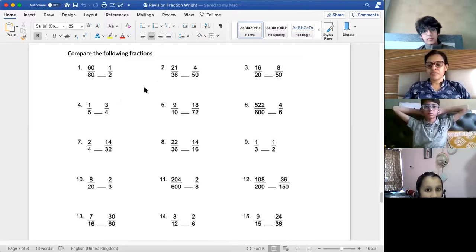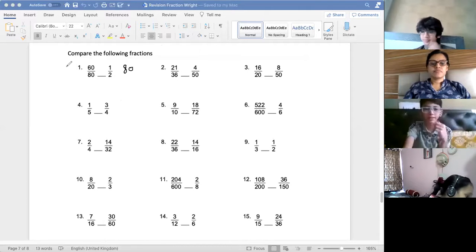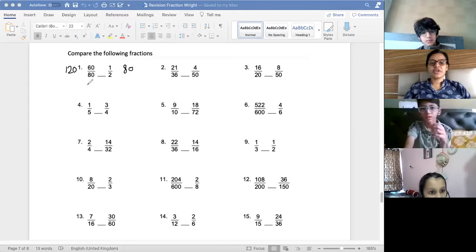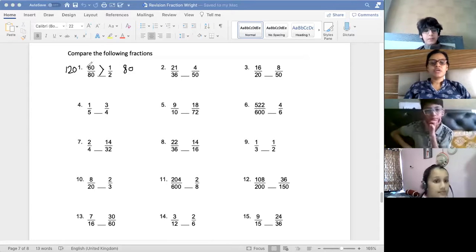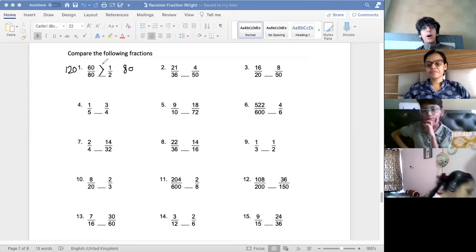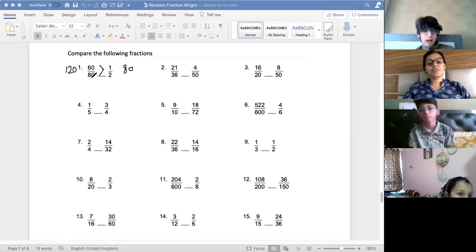Ma'am, can I do 80 into 1 is 80 and then 60 into...? How much? 120. 120. So which one is greater? 120. Ma'am, 60 and 80. 60 by 80. So like this, you have to put the sign. Better you multiply and write near the numerator, the product. Ma'am, if you do it to lowest form, 60 upon 80 is 1 by 3 and this is 1 by 2. Not 1 by 3. This will be 3 by 4.